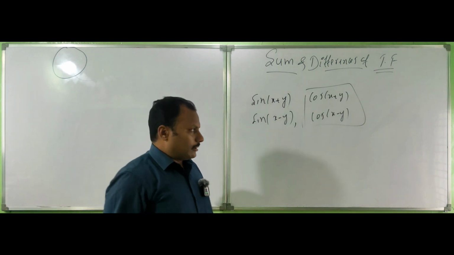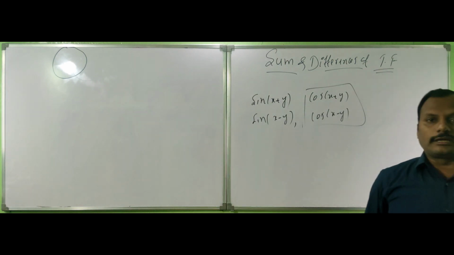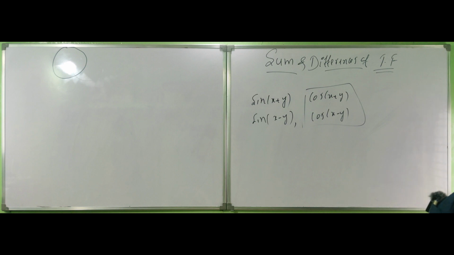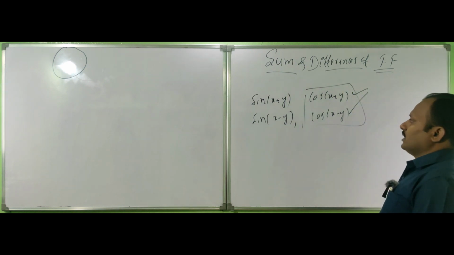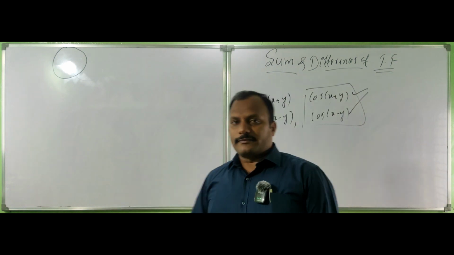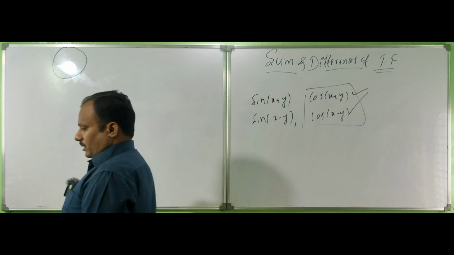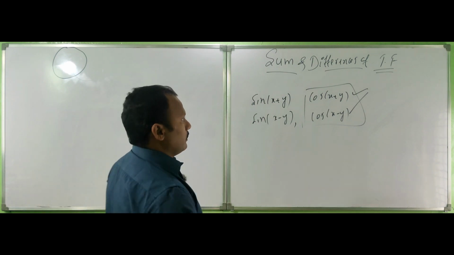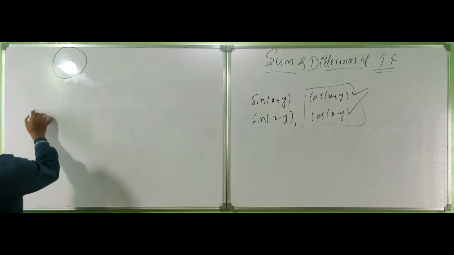Questions may ask you to define sin 30 plus 45, sin 30 plus 60, cos 30 plus 60, and various other angles. So this is called sum and difference of the trigonometric functions. I have to define it for all six trigonometric functions. Before going to that, let's start this derivation.